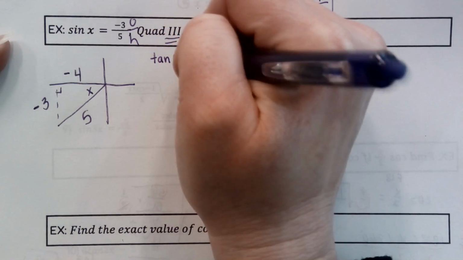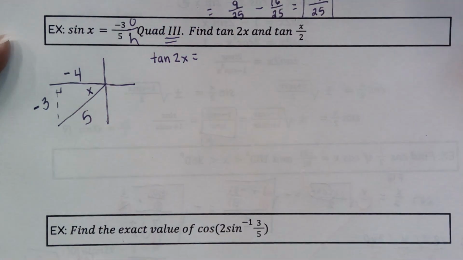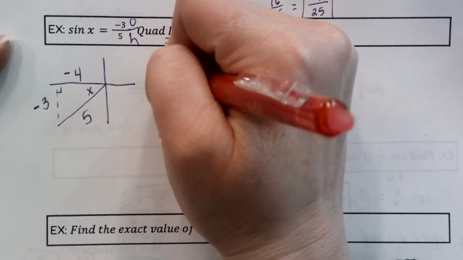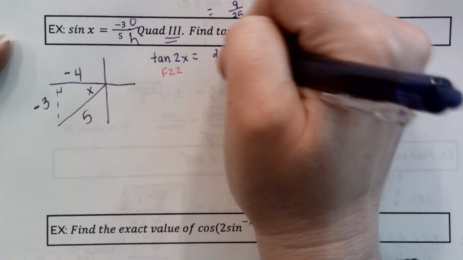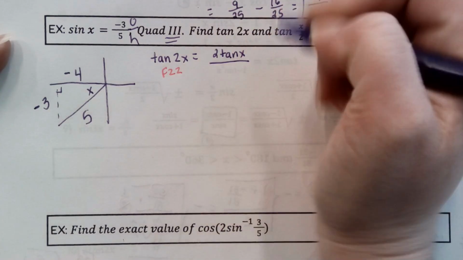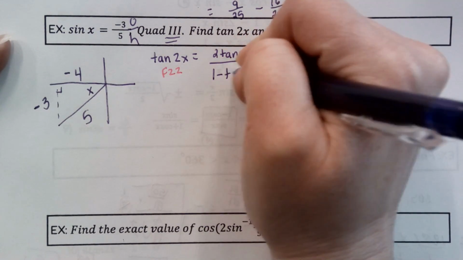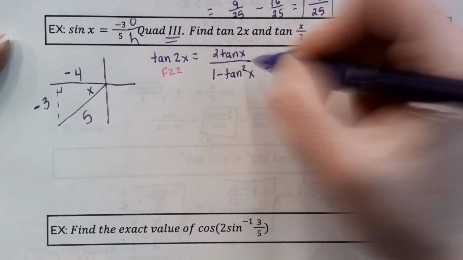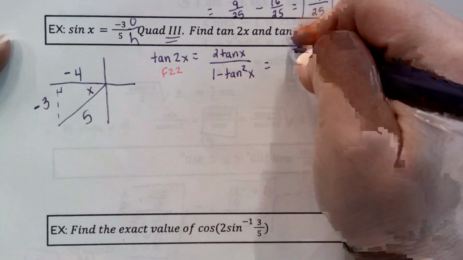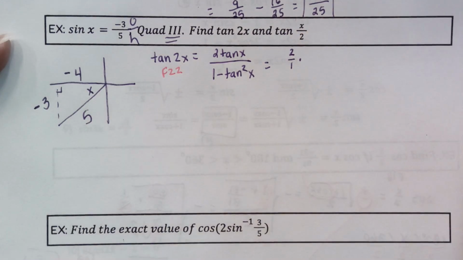If I look at my formula sheet, this looks to be formula 22. So I'm just going to write down what I see: 2 tan x over 1 minus tan squared. All right, I know tan's going to be a fraction, so I'm going to make this 2 over 1. Got to line up my fractions.